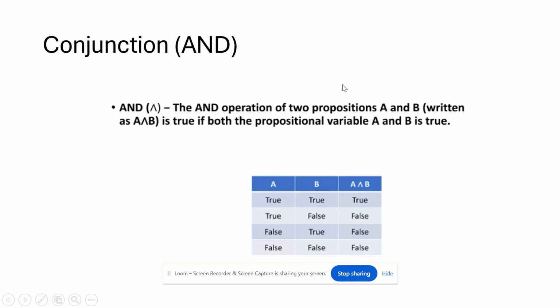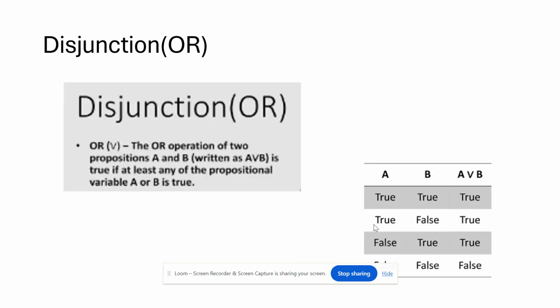The next proposition is AND. This is also called conjunction. The AND operation of two propositions A and B is true if both the propositional variables A and B are true. In the truth table, we can see that only if both the variables A and B are true, the value of A and B is true. Otherwise, it is false.